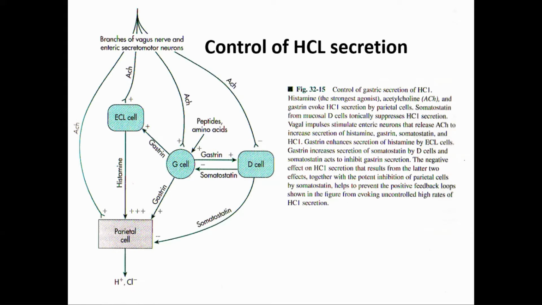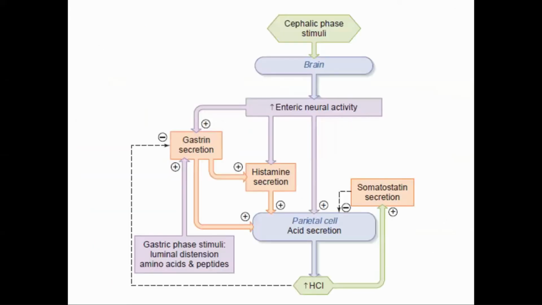Among these three, you can see the three positive signs here for the histamine-secreting cell acting on the parietal cell. These three positive signs mean that histamine has the most potent effect on secretion of HCl from the parietal cell. Okay, am I clear?